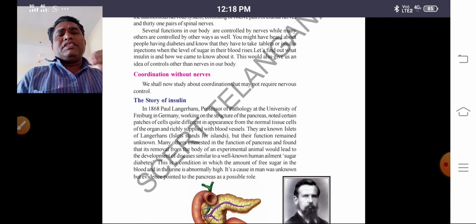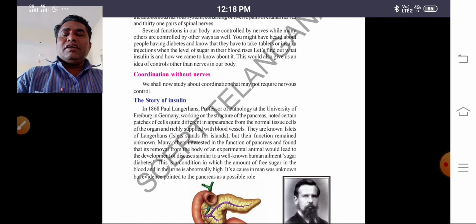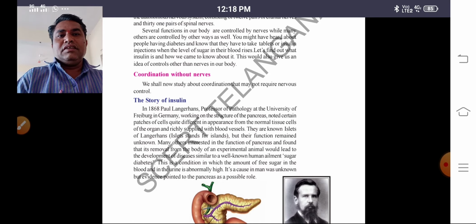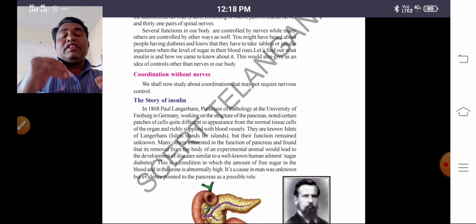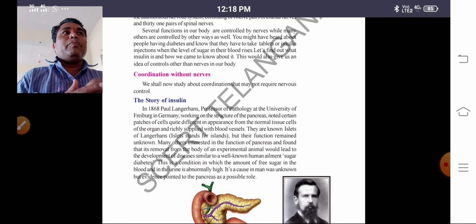So today we are going to discuss a very important topic: coordination without nerves. Our topic is coordination. Previously we studied coordination carried out by the nervous system, but here coordination is brought about not only by the nervous system but also by some chemical substances. So coordination is also brought about without nerves. Let us study how coordination is brought about without nerves.